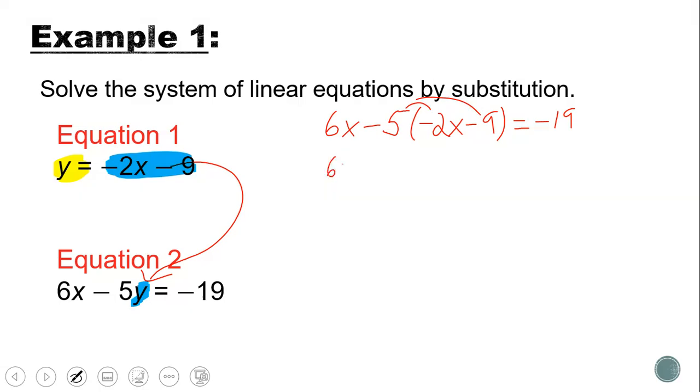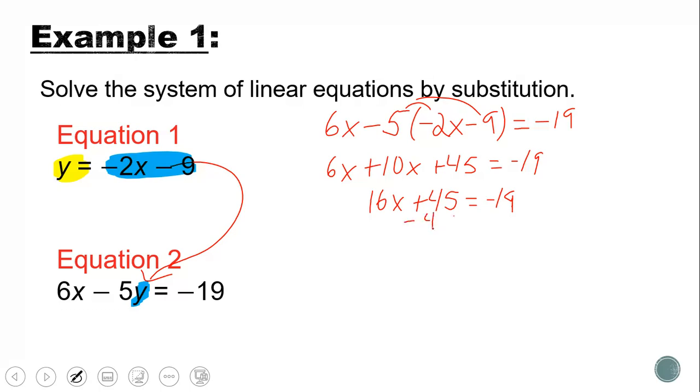So I'm going to get 6x. Negative 5 times negative 2x is going to be a plus 10x. And then negative 5 times negative 9 is going to be a plus 45, is equal to negative 19. Let's combine our like terms here. 6x plus 10x is 16x plus 45 is equal to negative 19.